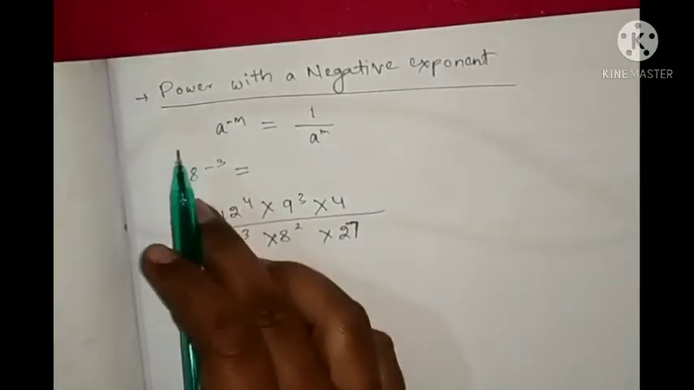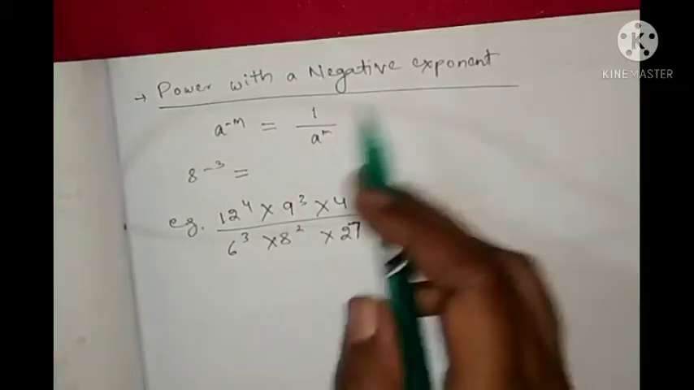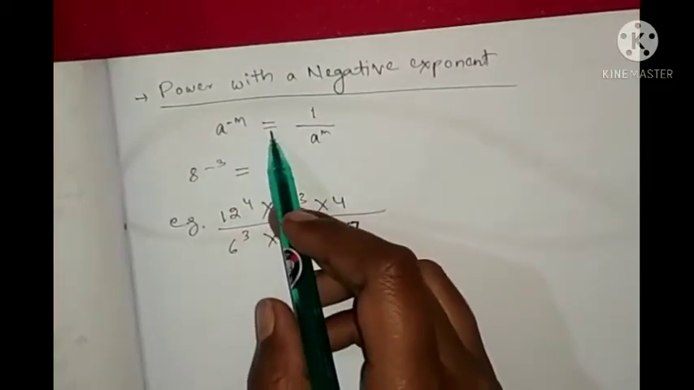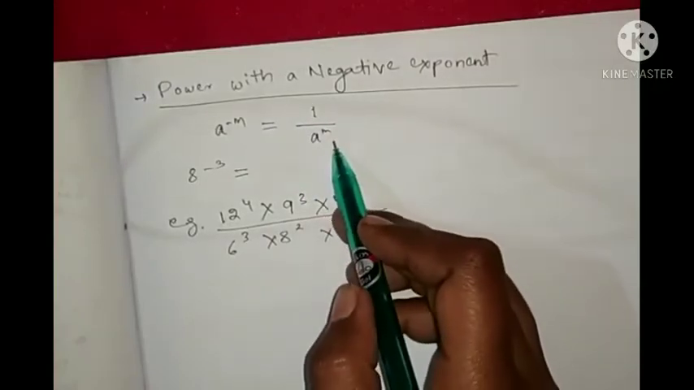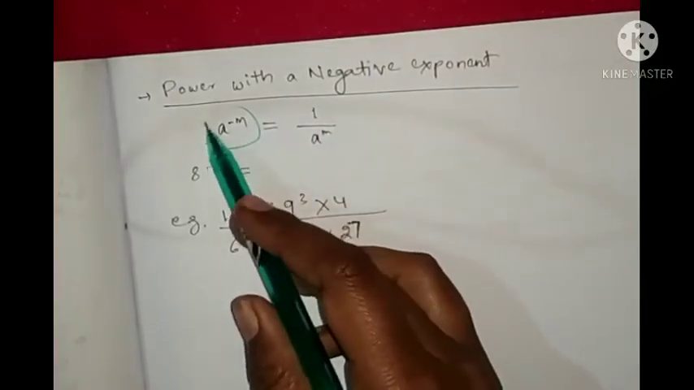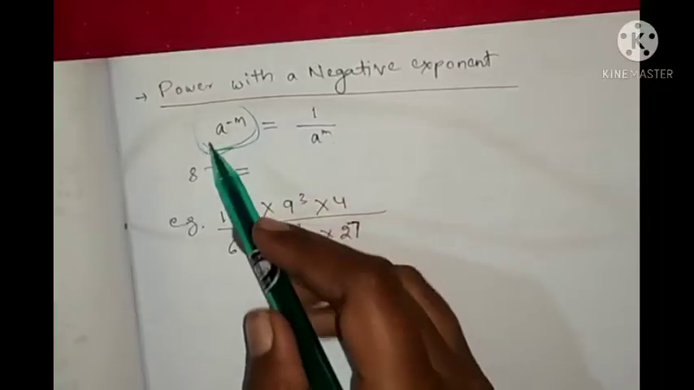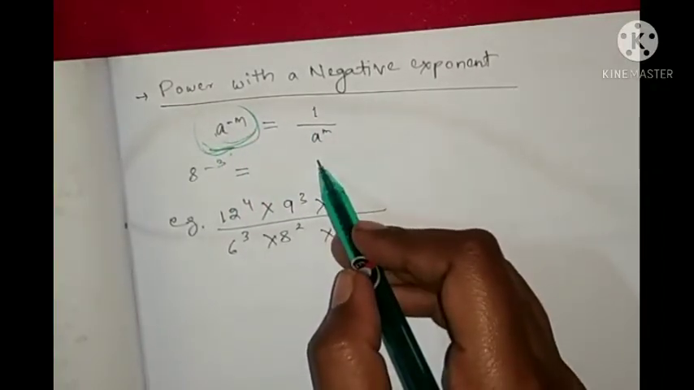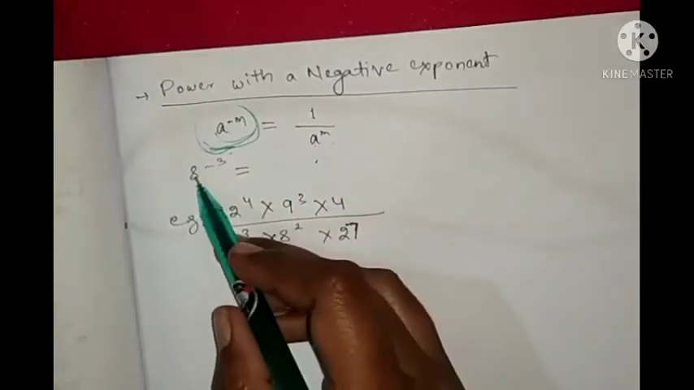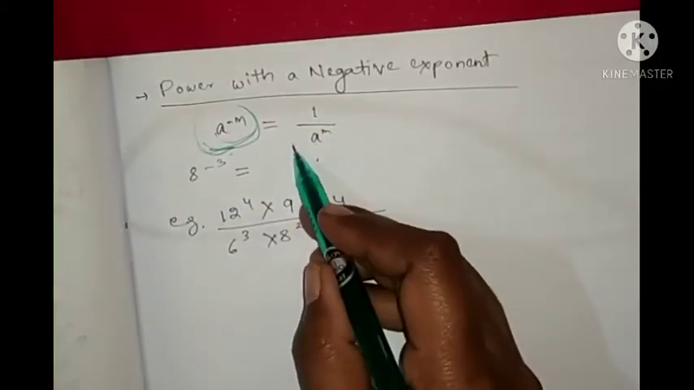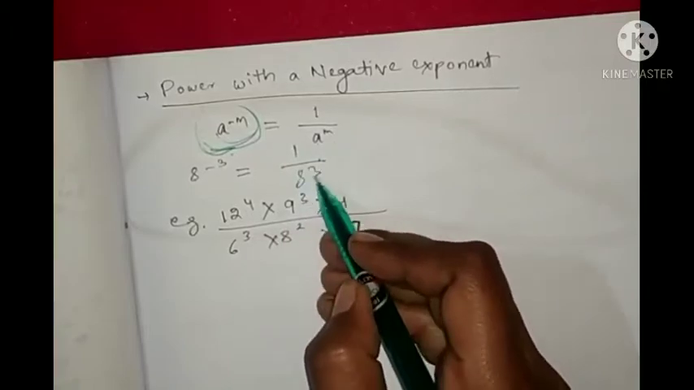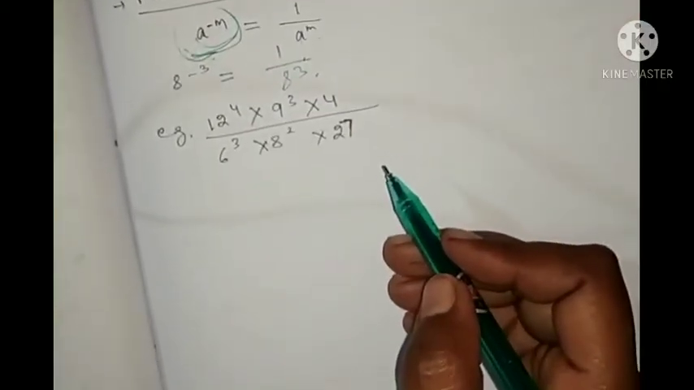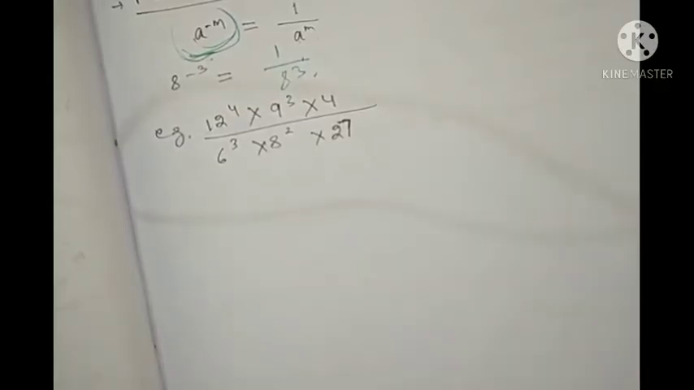Next you will see power with negative exponent. If exponent is negative, what you will do? a to the power minus m is equal to 1 by a to the power m. So make the negative exponent a positive exponent. What you will do? You will make the inverse. Like a to the power minus 3 is how much? 1 by a to the power 3. Like this you can do. Okay. Negative exponent.